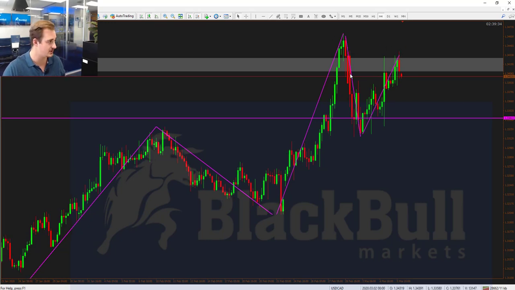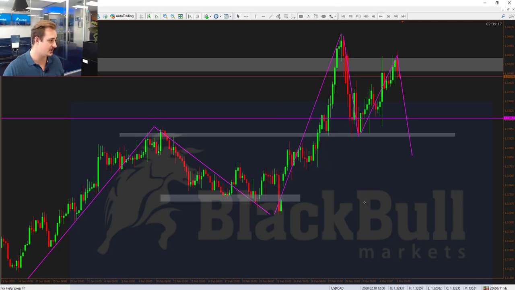Usually wave C tends to be the same size as wave A in a zigzag. So we could see it push down to where the start of this original wave 4 was. This is always a good area to look to for an Elliott wave correction to come to, that previous wave 4. So we could potentially see this push into this liquidity prior to NFP and then push up again once that news comes out.